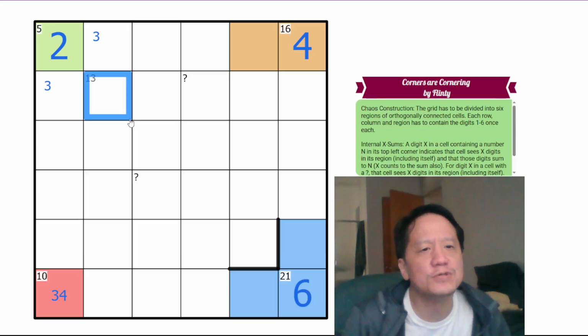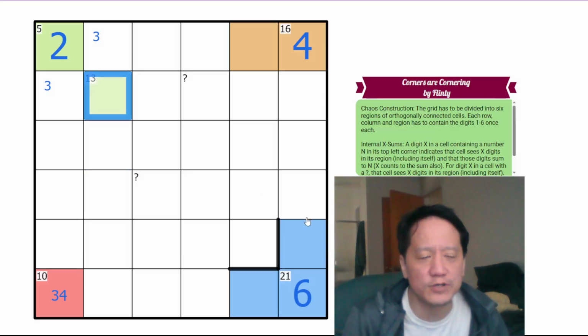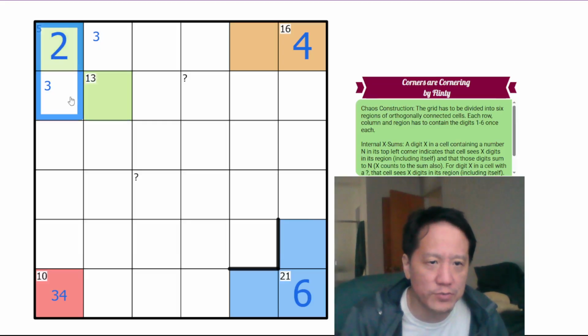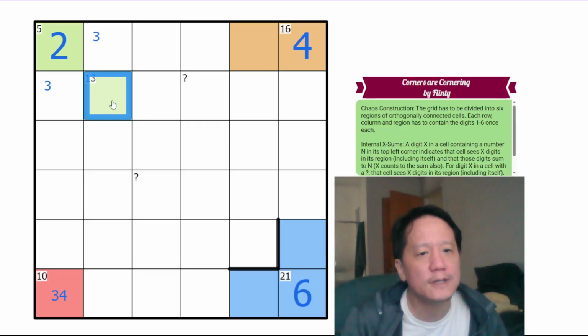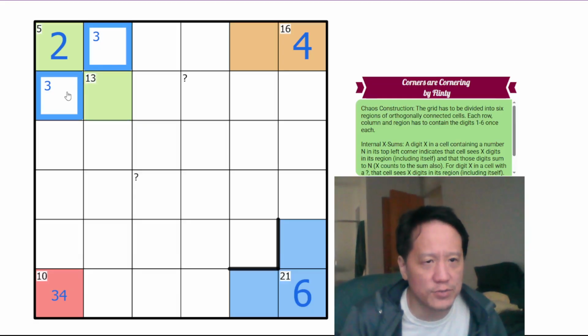So this could see up to 5 cells. No. If it sees 5 cells, that would add up to 20. So this is part of the same region, because it must go this way and turn, or this way and turn. This can't see 5 cells, because if it sees 5 cells, it would see all the rest besides 2, which would be 21 minus 2, which is 19. So this cannot be 3 cells, because the 3 is here.